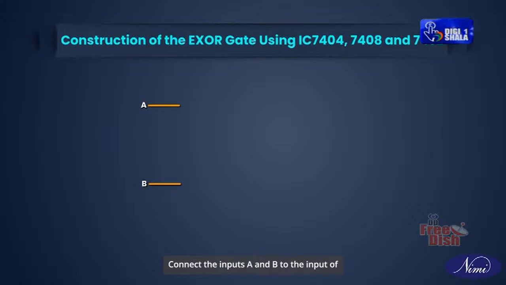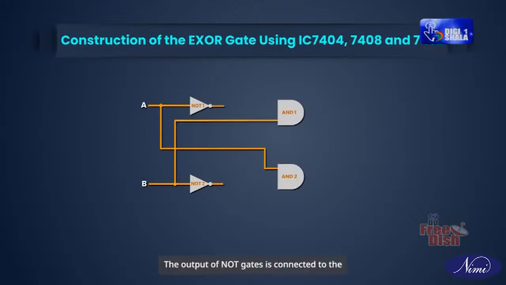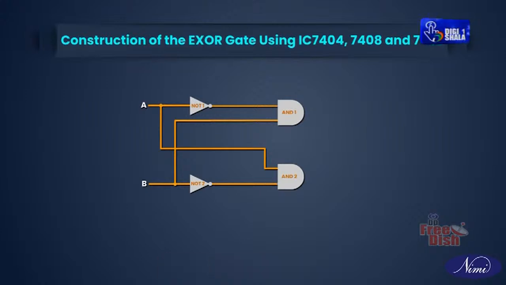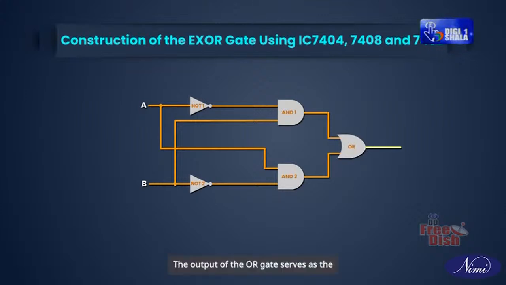Connect inputs A and B to the input of NOT gate 1 and 2 and also connect it to one of the inputs of AND gate 1 and 2. The output of NOT gates is connected to the input of AND gates. The output of the AND gates is connected to the inputs of the OR gate. The output of the OR gate serves as the XOR gate.